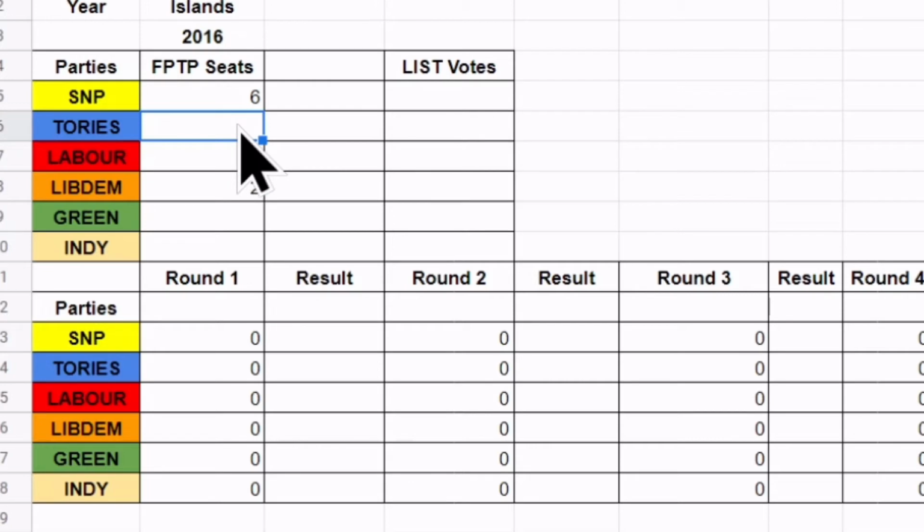And just to make sure that it's completely done properly, we will put in a 0 for each of the other parties as well.